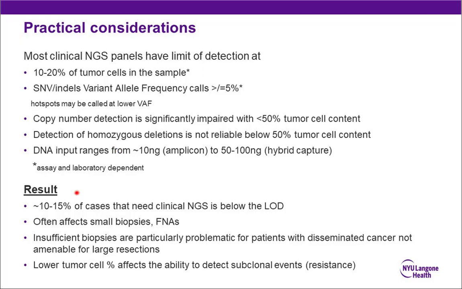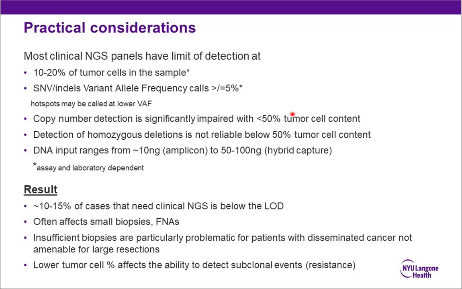In our clinical experience, about 10 to 50% of cases that need clinical NGS are below these levels of detection. Either there are not enough tumor cells or the tumor sample is too small. And that, of course, depends on the practice and the type of medical center, but that is approximately the experience around the field. This often affects small biopsies and fine needle aspirations. Insufficient biopsies are particularly problematic, as I said, for patients with disseminated cancer who are not amenable to large resections. And in addition, lower tumor cell percentage also affects your ability to detect subclonal events.